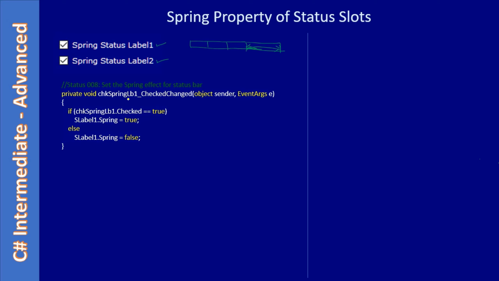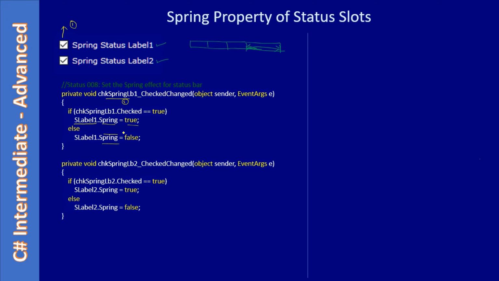So chkSpringLb1, this is that control, and we are handling the checked changed event, and we are checking when this checkbox is in checked state. We set slabel1.Spring equal to true. So if we uncheck it, then we are setting the Spring property to false. So it's just straightforward.